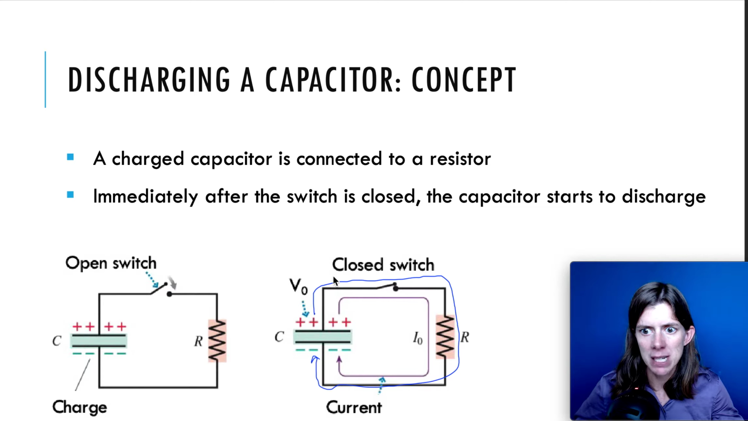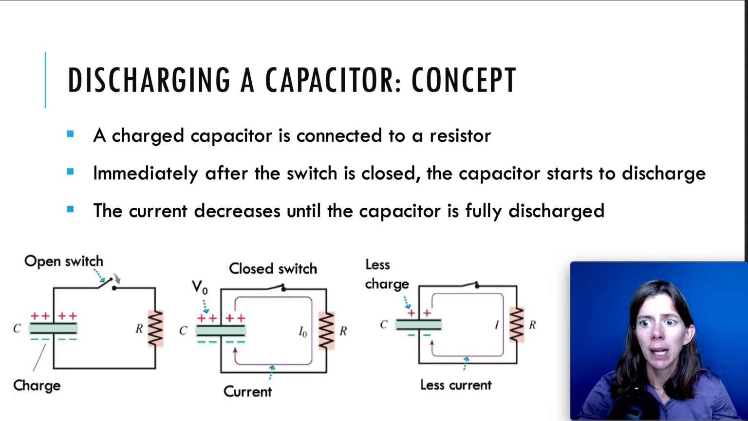And I do have on this picture that when the capacitor is charged, there is initially a potential difference across it because there's two plates, one positive and one negative. Finally, the current decreases until the capacitor is fully discharged. So all the charge is discharging until there's no more charge left on the capacitor to discharge. And then it's fully discharged. So that's the concept, just visualizing the charge flowing away from that positive plate through the resistor towards a negative charge, discharging that capacitor.